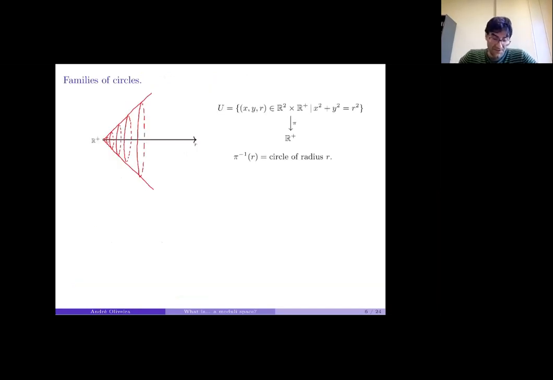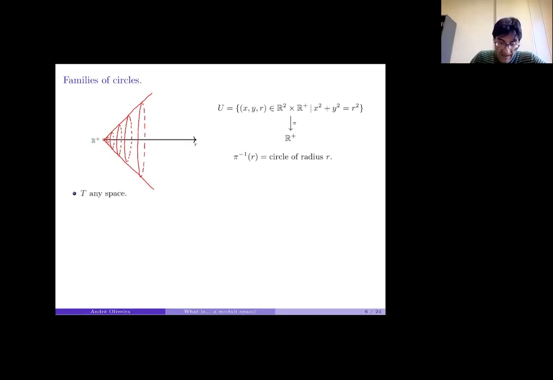Still with circles, there is the obvious family of circles over the moduli space. If you have your moduli space R plus, then over each R you can consider the circle of radius R centered at the origin. This gives you a family of circles over each point of the moduli space. So over R, you have a circle of radius R.